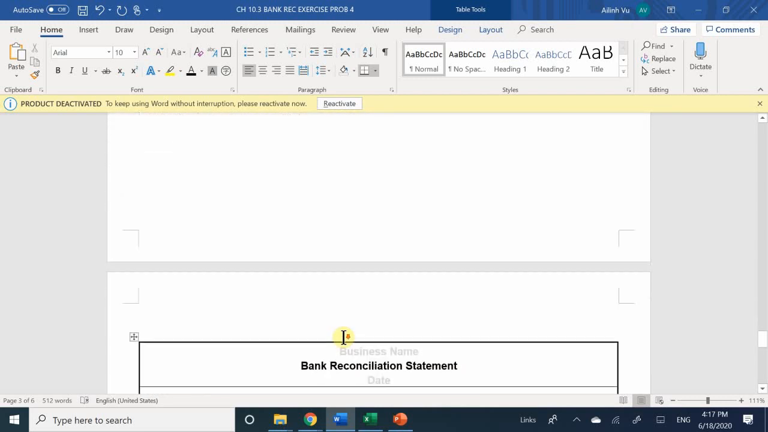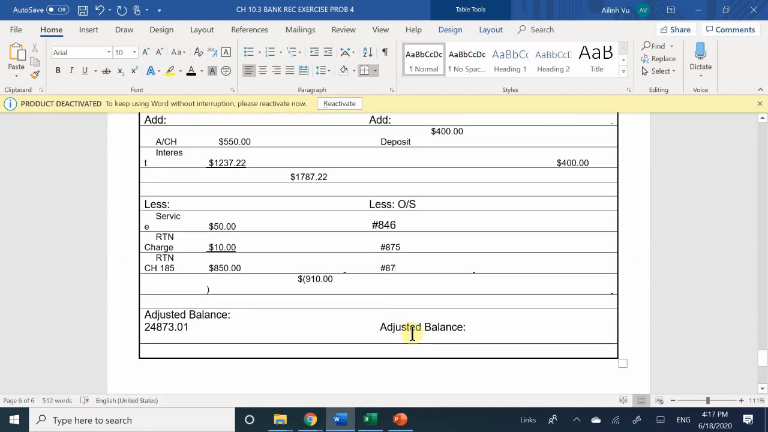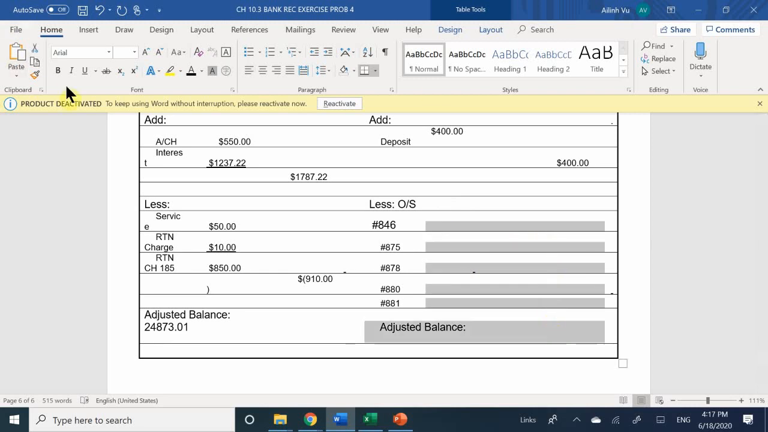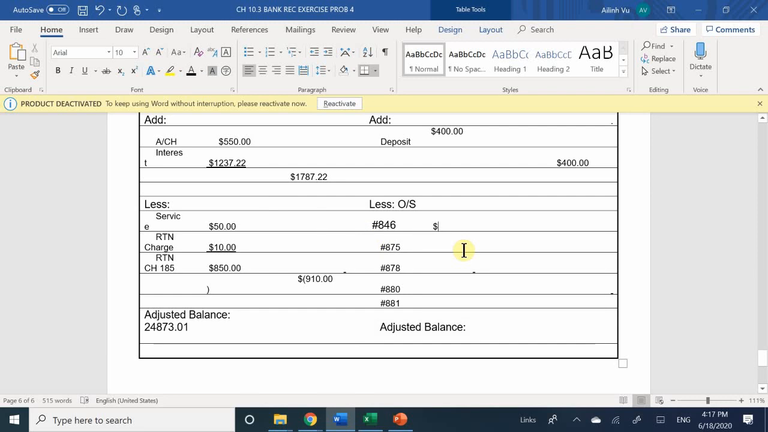Okay. So yeah, 878. We're also missing 880, and 881. Okay, so let's go ahead and solve for each amount. So check number 846 was for what amount? 320. Good.